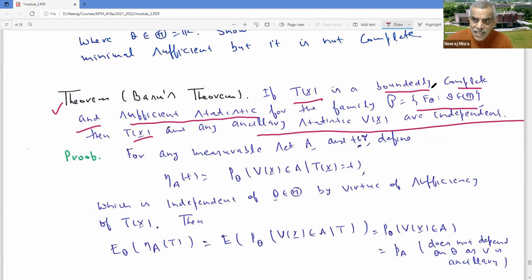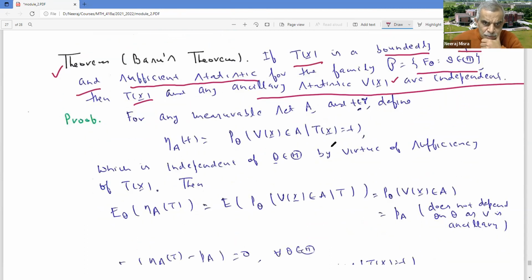If your statistic is complete and sufficient, that means it is minimal sufficient and complete, because a complete sufficient statistic is always minimal sufficient. So what this assumption means is your statistic is minimal sufficient and complete. And this is a scenario where I know my minimal sufficient statistic is most successful in summarizing the data. So in such a situation, such a statistic would be independent of any ancillary statistic V(X).